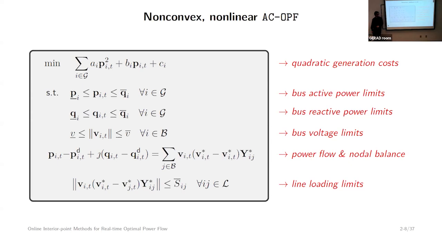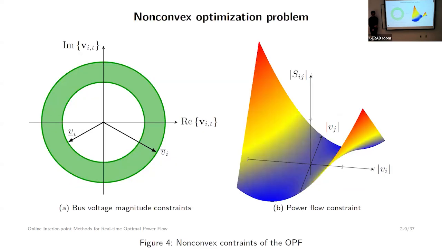I need to constrain my voltage magnitude within my system. And then I have my power flow and nodal balance over here. And lastly, I need to ensure that no line melts. So I have my line loading limits, which are thermal limits or ampacity in a sense. This is good, but this is the non-convex version and can be a bit of work to solve.